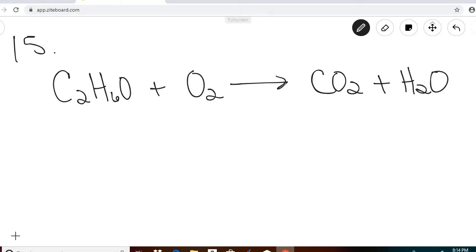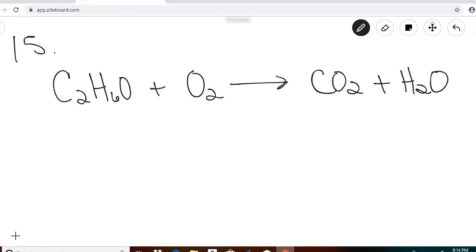Okay, so you should recognize this as a complete combustion reaction. We add oxygen. The ethanol reacts with oxygen to produce carbon dioxide and water. Okay, so let's start by balancing the atoms that are only present in one molecule on each side. So we'll start with the carbon and the hydrogen.